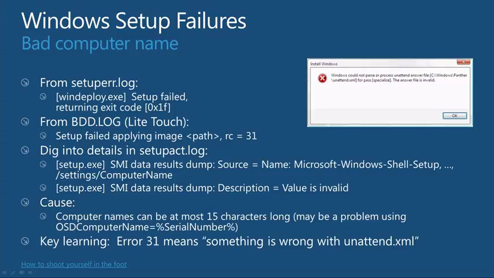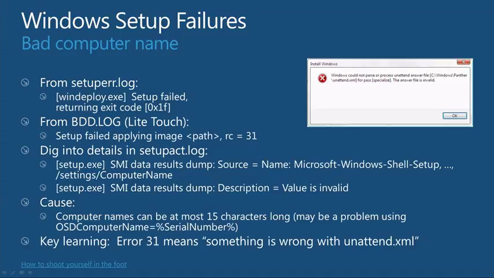In this case, a bad computer name. You're going to get a failure during the deployment process. It's going to say that there was a problem in the unattend.xml. It's going to say that it was in a particular pass, but it's not going to tell you any more details. How do you figure out which setting actually had the problem? In this case, the problem can be caused by putting in a computer name that's longer than 15 characters. So, lesson learned, don't do that.